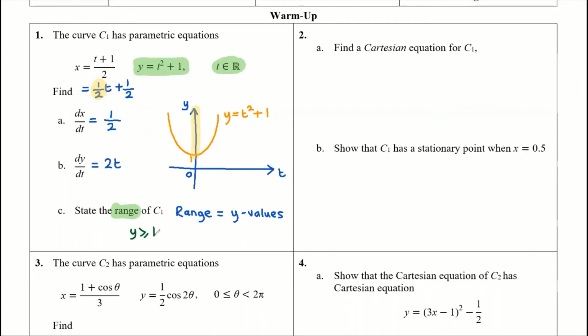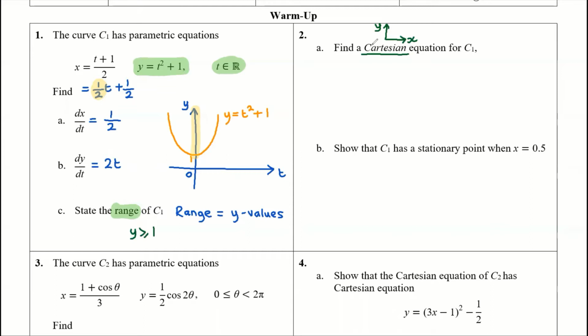Now, for question 2, we have to find a Cartesian equation for C1. I've put that in italics. So remember, Cartesian is x and y. Okay, so an x variable and a y variable. X is independent, y is dependent. How are we going to get a Cartesian equation for C1? Well, we've seen this in chapter 8. We look at our two equations. So we're going to consider x is t plus 1 over 2 and y is t squared plus 1.